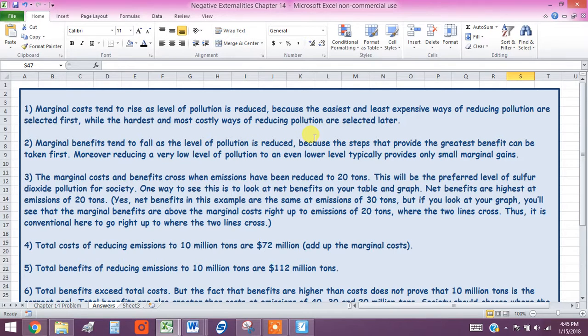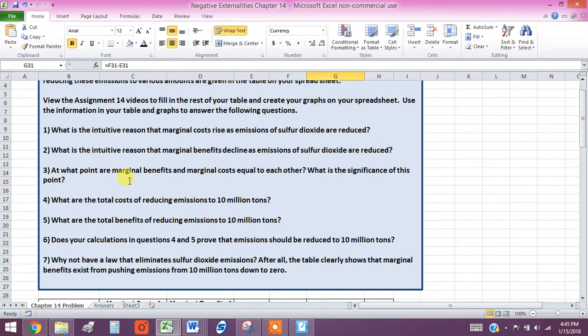Okay, so the answer that I've written here is basically what I said. As you get down nearer to 0 emissions, those reductions are typically the hardest and the most costly. Okay. Question 2, what is the intuitive reason that marginal benefits decline as emissions of sulfur dioxide are reduced?